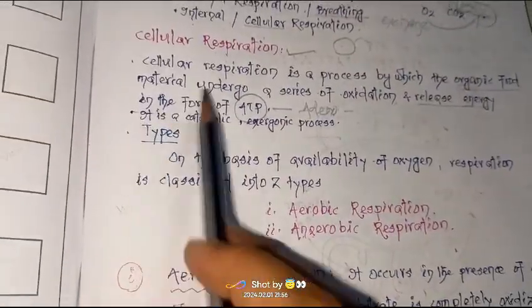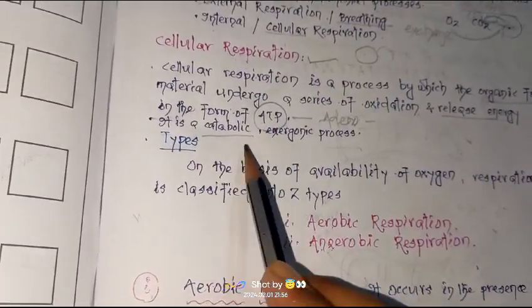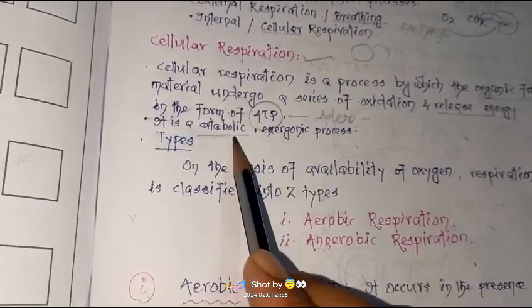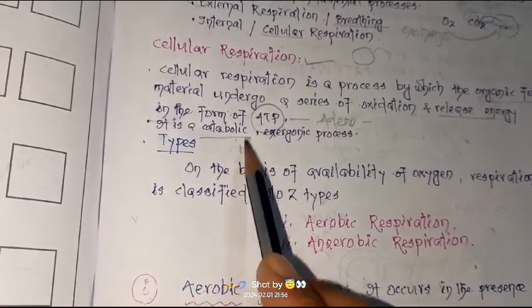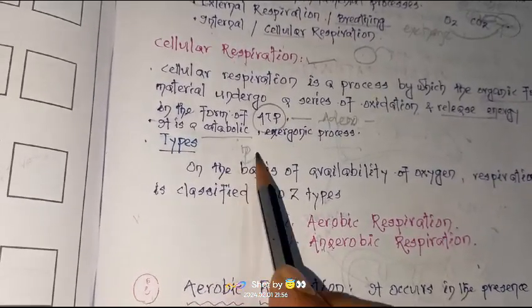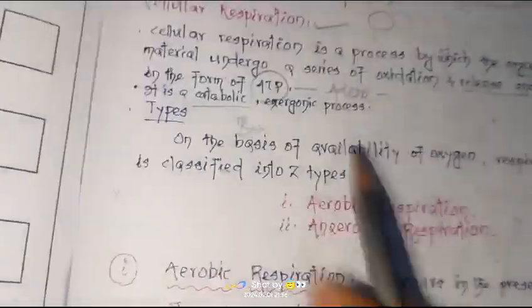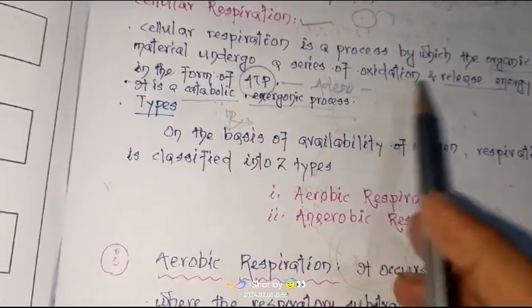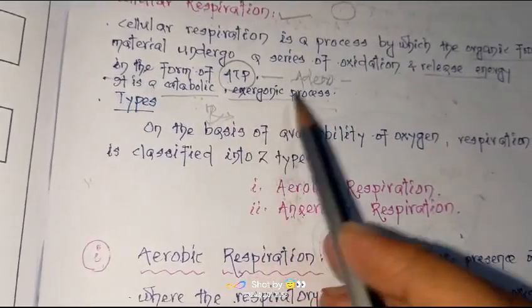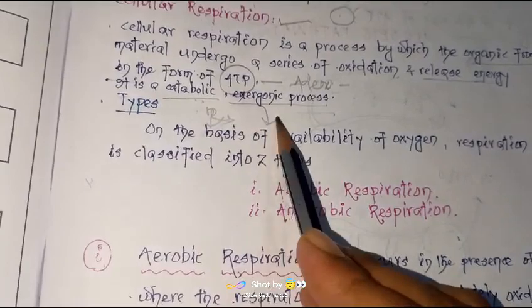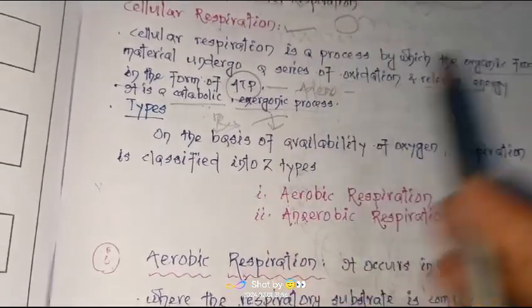Cellular respiration is a catabolic process, meaning it is a destructive process where large macromolecules undergo destruction and release energy. It is also an exergonic process. Exergonic process means it releases energy to the surroundings.